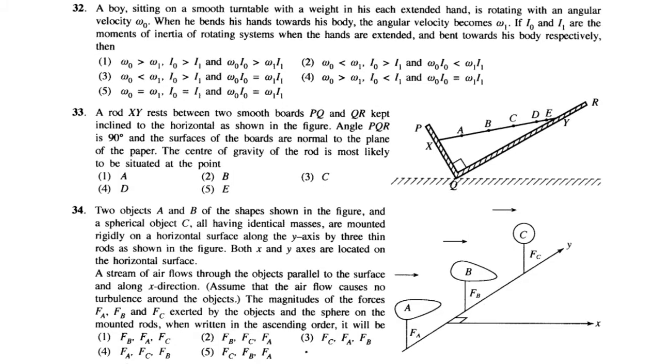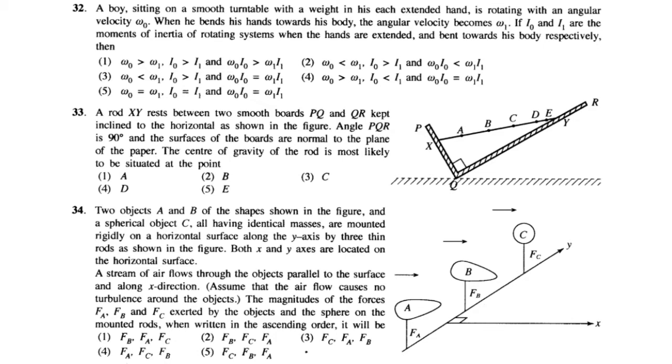Question 32. A boy sitting on a smooth turntable with a weight in each extended hand is rotating with an angular velocity omega naught. Then he bends his hands towards his body. New angular velocity is omega 1. Moment of inertia before and after are I naught and I1. They are asking the correct expression. Moment of inertia depends on the mass and the distance squared. Distance is from axis of rotation to the mass.